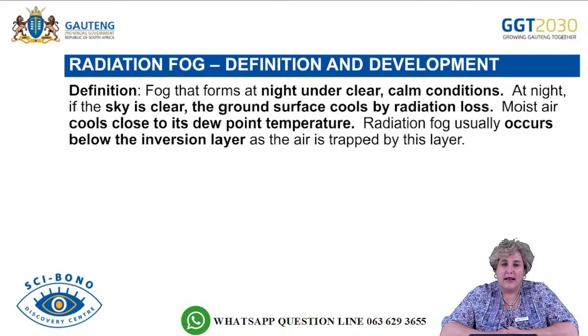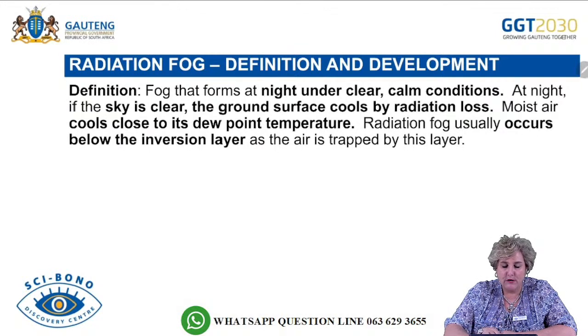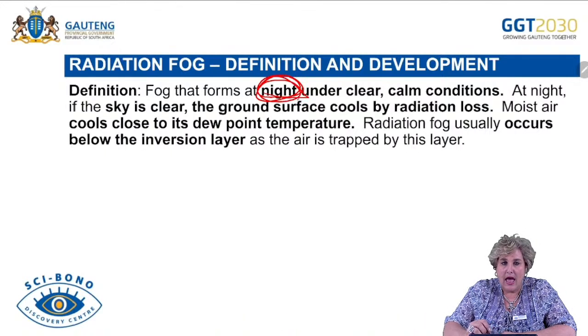Then we come to another term, which is radiation fog. And here you also need to know the definition and the development of radiation fog. What is radiation fog? It's fog that forms at night. This is the first important word. It forms at night. How must the area be? It must be clear, calm conditions, which means no winds at all.